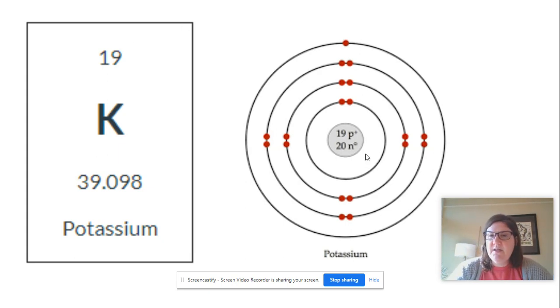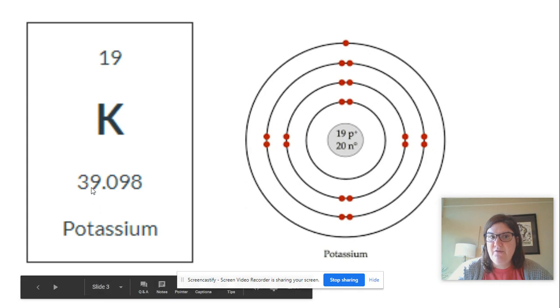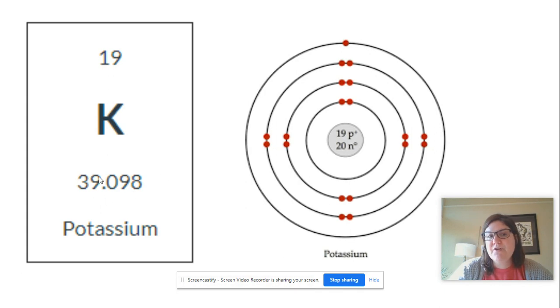So inside of our nucleus, I have 19 protons and I have 20 neutrons, which means 19 plus 20 is going to be 39. So if you look over here, the atomic mass number is 39.098. In eighth grade, we're going to round. This is going to just be 39, okay? And then if I look at my atomic number, it matches here because this atomic number is how many protons. And then for my electrons, if I count these up, I should have 19 if this is a balanced atom, right?